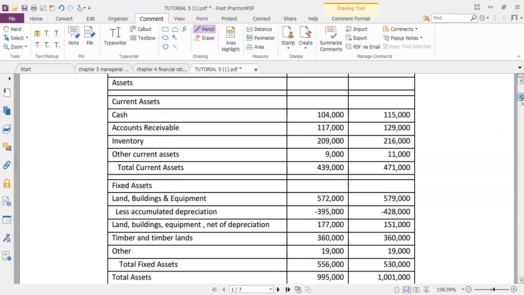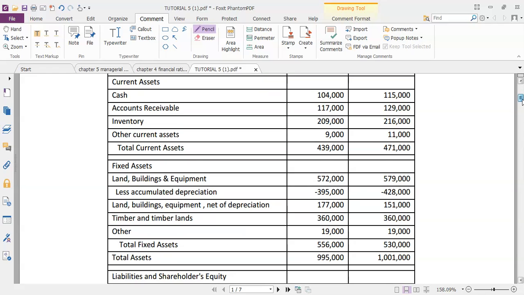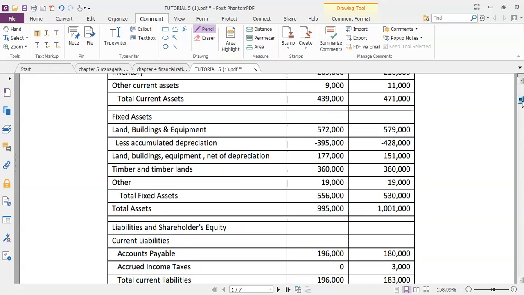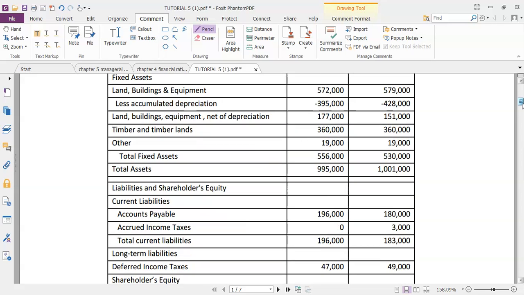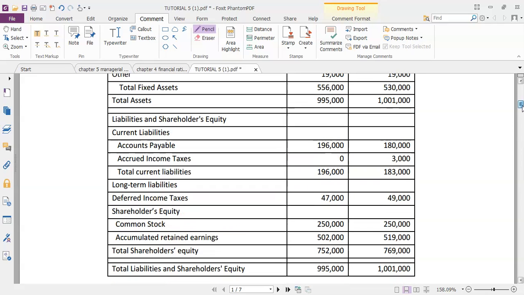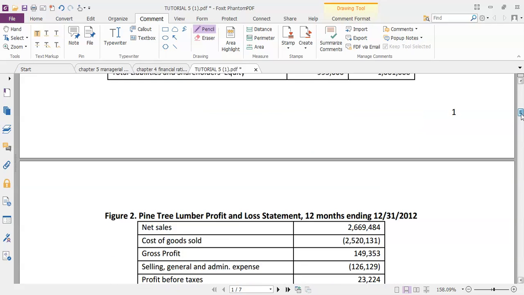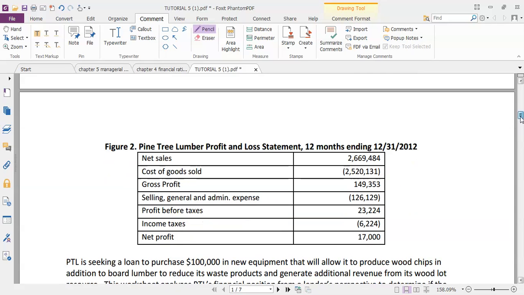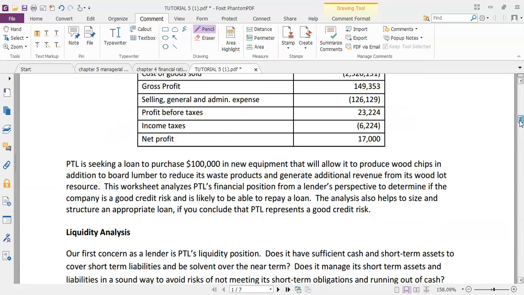Okay, we have current assets, that is cash, current receivables, inventory, other current assets, fixed assets, so total fixed assets, liabilities and shareholders' equity, common stock. Okay, figure 2 is regarding the profit and loss: net sales, COGS, gross profit, expenses, profit before tax, income taxes, and net profit.